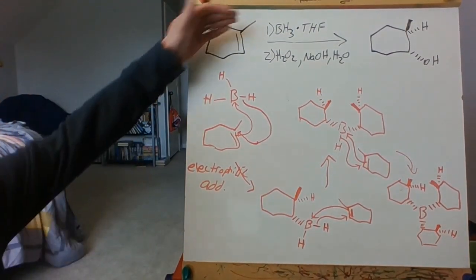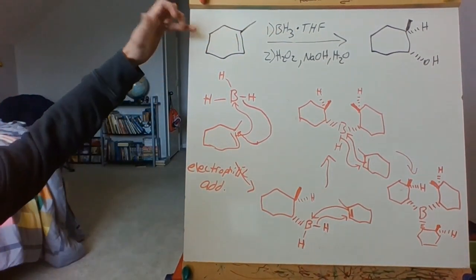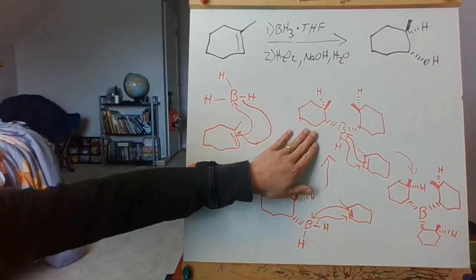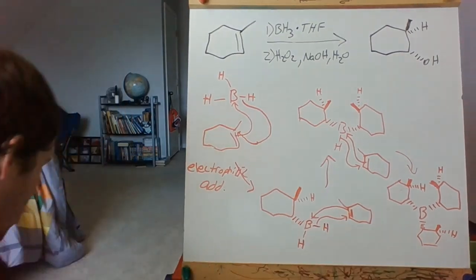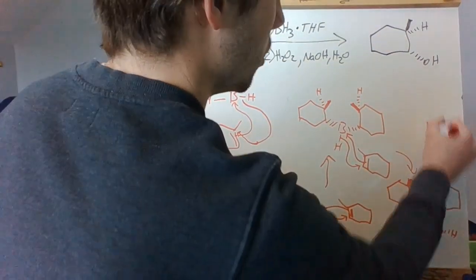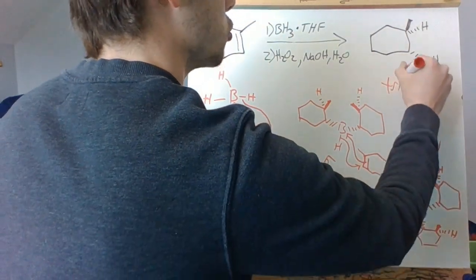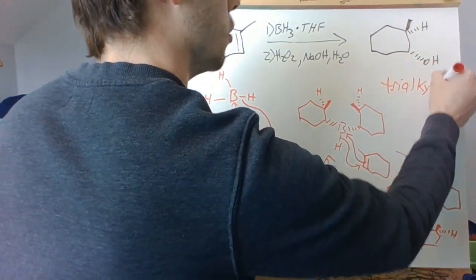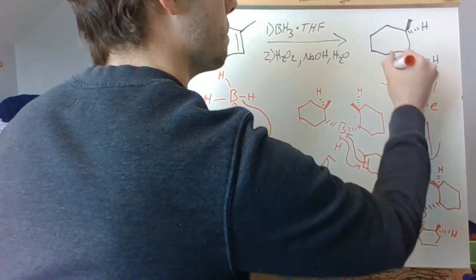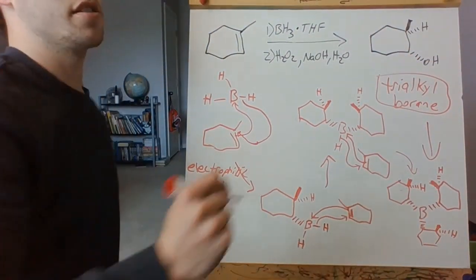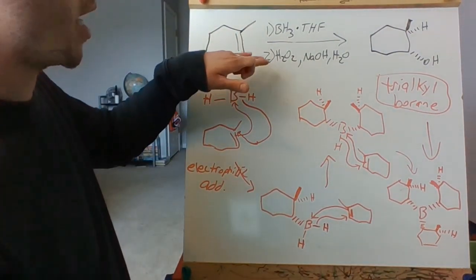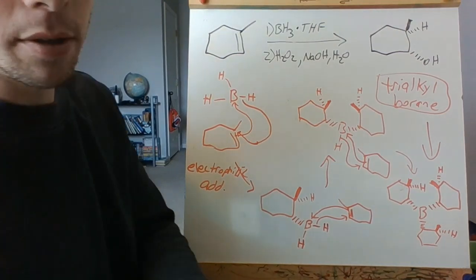So the hydroboration, the first step, we add one of our alkene containing groups to the boron, then we add a second one, and then we add a third one. These are alkyl groups, remember? And so we call this a trialkyl borane. It is then this trialkyl borane that goes on to participate in the oxidation step.